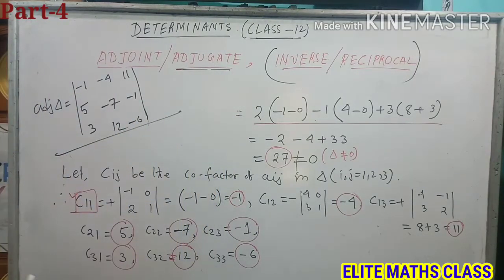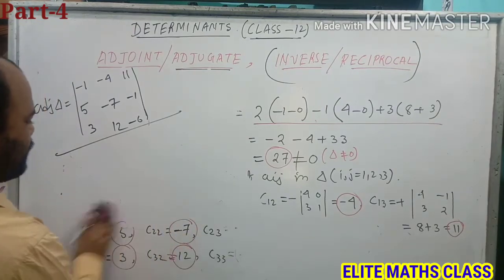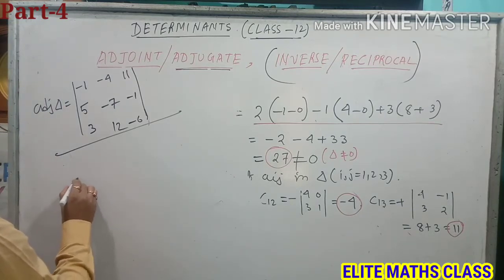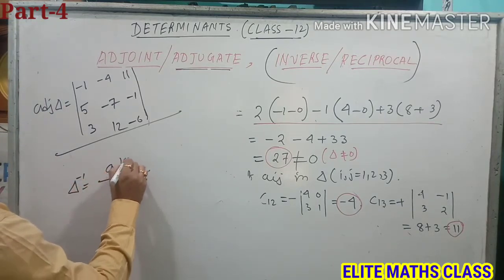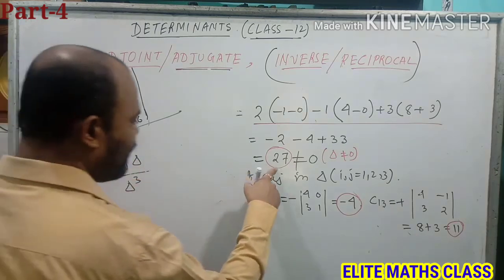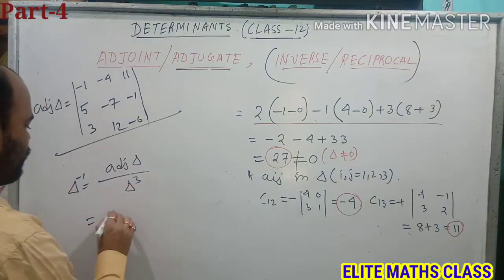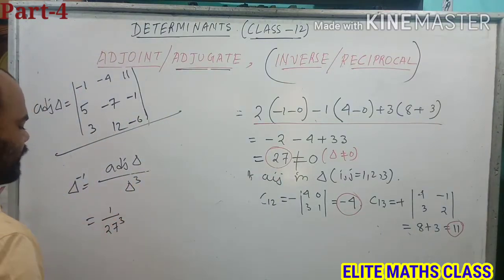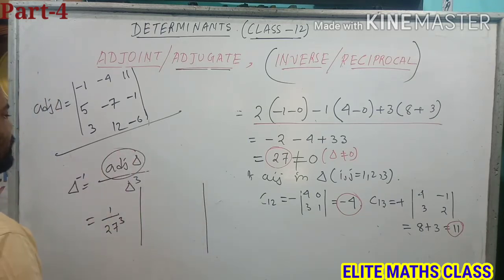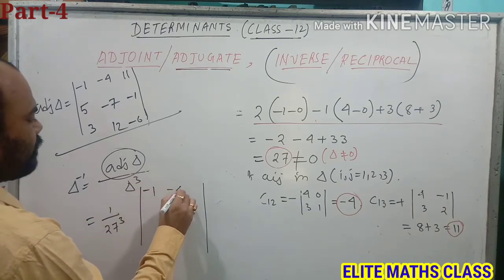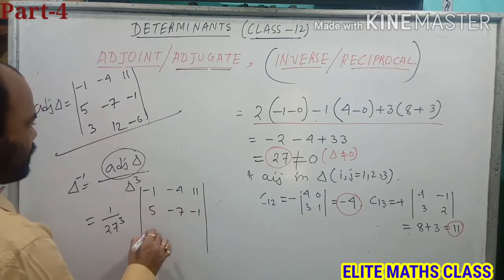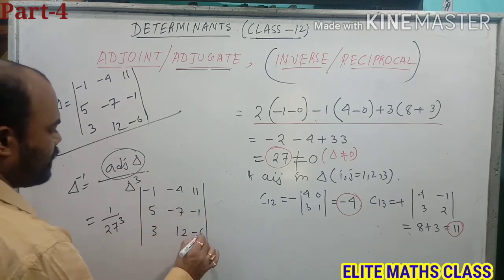Now the second thing, how to find the inverse or reciprocal of the given determinant. Now see the definition first. Del inverse equals, the definition was, adjoint of del by del cube. Now what is the value of del cube? Del is 27, so we may write the value as 27 cube. Now you just put the value of the adjoint of del. This is minus 1, minus 4, 11, 5, minus 7, minus 1, 3, 12, minus 6.